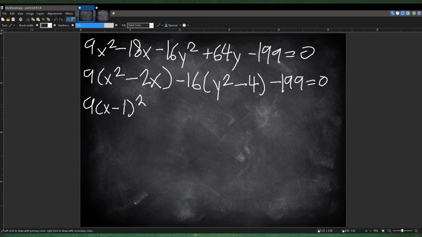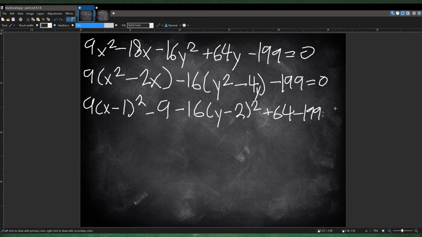Basically the same process of ellipse, but now there's a negative. So that's a plus x squared minus 2x plus 1. So that's a plus 9, so you've got to subtract that 9 out. And then you have a minus 16, y, negative 4 divided by 2 is negative 2 squared. So that's y squared minus 4y, and then plus 4, and that makes minus 64. So you have to add a 64, and then the minus 199 is equal to 0.